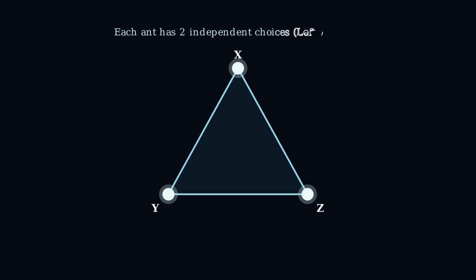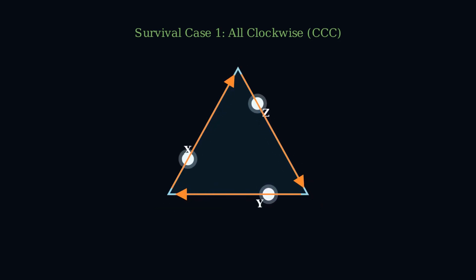Each ant independently chooses one of 2 directions, clockwise, shown in green, or counterclockwise, shown in orange. If all 3 ants move in the same direction, say all clockwise, no collision occurs. The ants simply chase each other around the triangle.